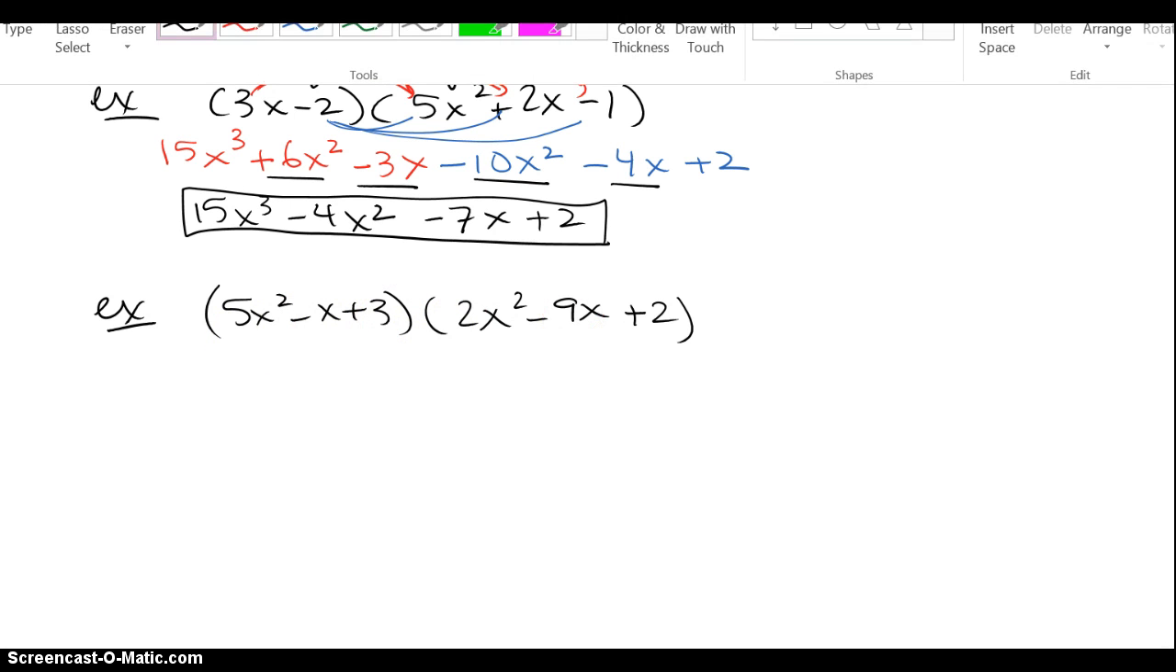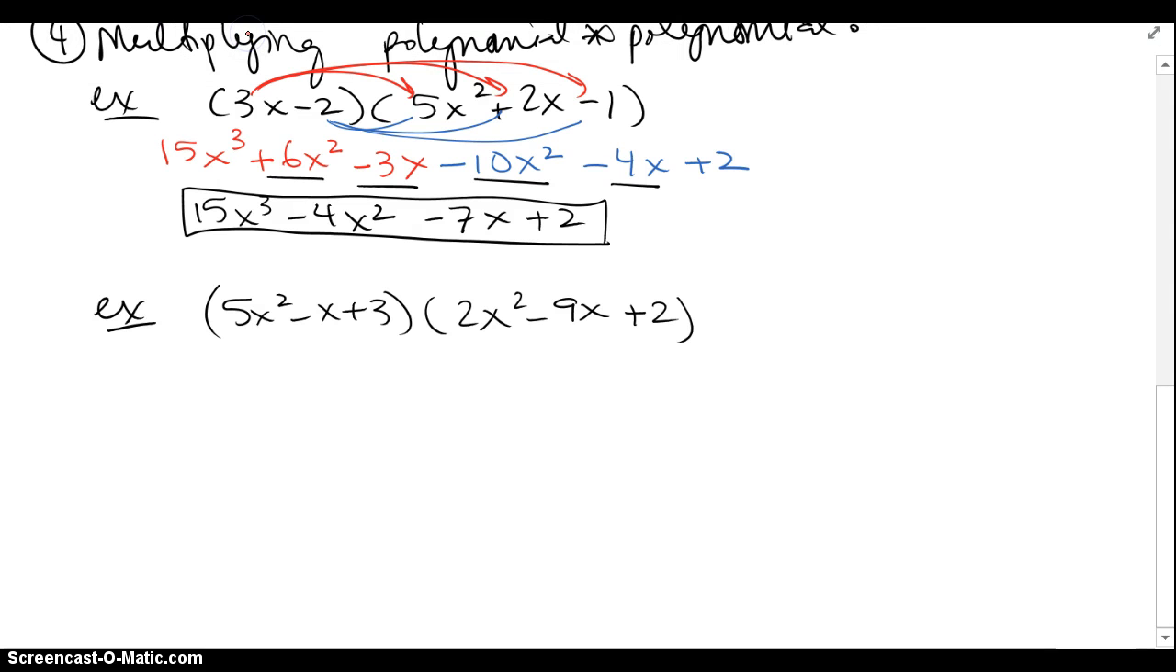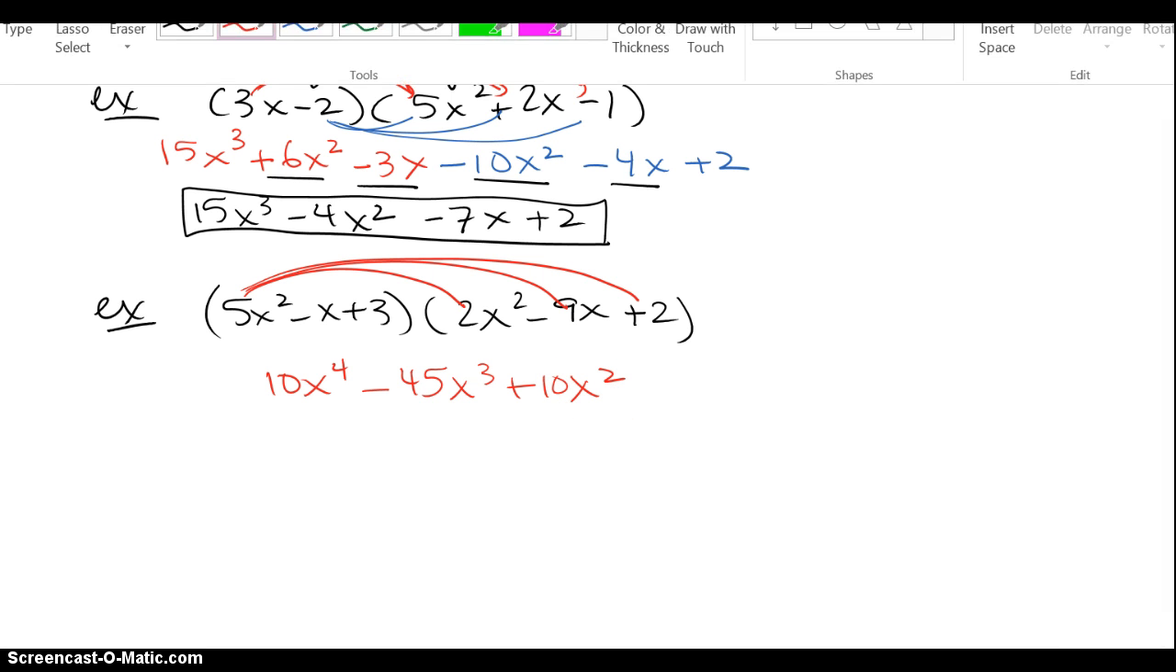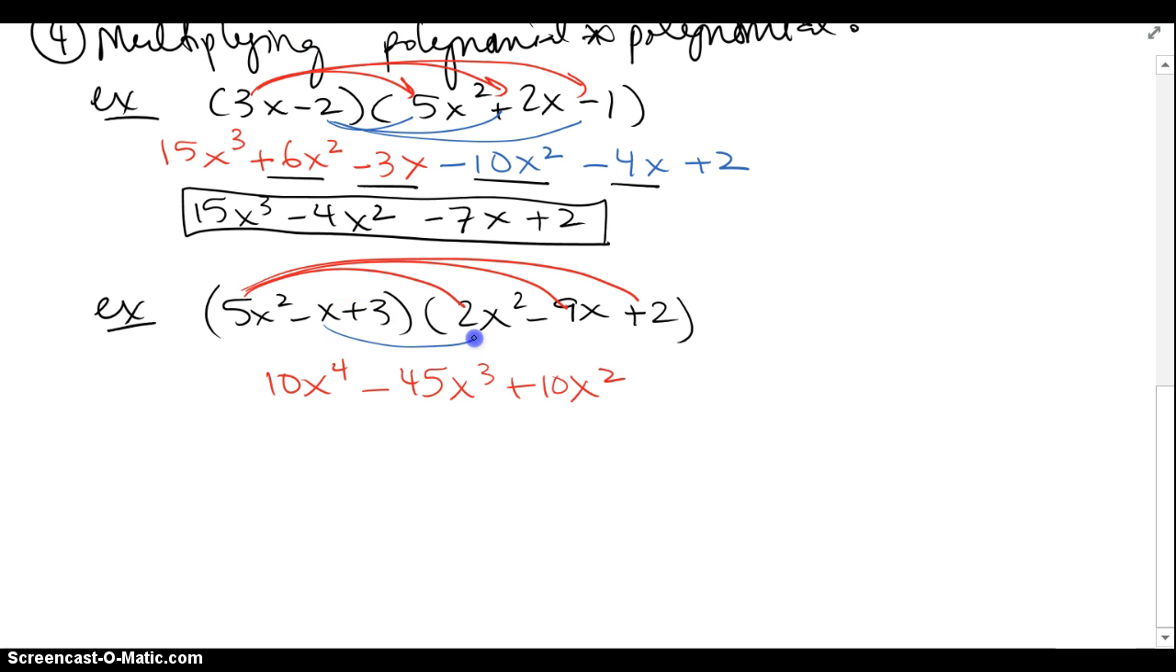When I have a trinomial or anything bigger times something else that's even longer, again, I like distributing, but I like putting them underneath each other. Here's what I mean. That gives me 10x to the fourth minus 45x to the third plus 10x squared. Then I have the next piece that comes from distributing the minus x into everybody.